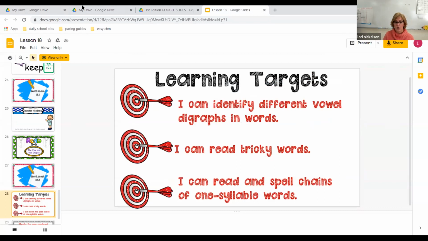So our learning targets today: I can identify different vowel digraphs in words, and I can read tricky words, and I can read and spell chains of one-syllable words.